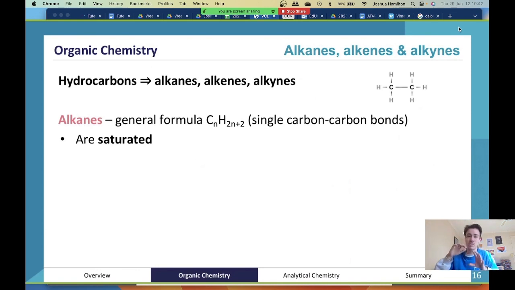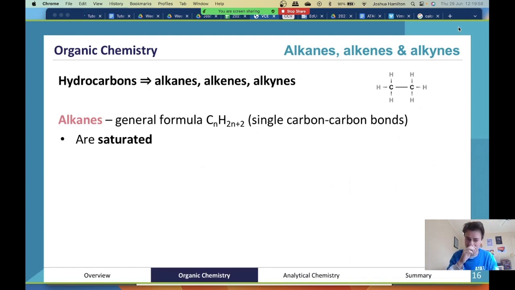So I just want to go over the basic group first, which is alkanes, alkenes, alkynes, all of that. Then we're going to do some naming, and then we're going to jump straight into our functional groups, because functional groups is kind of the next step on. So we need to know how to name before we jump into functional groups.